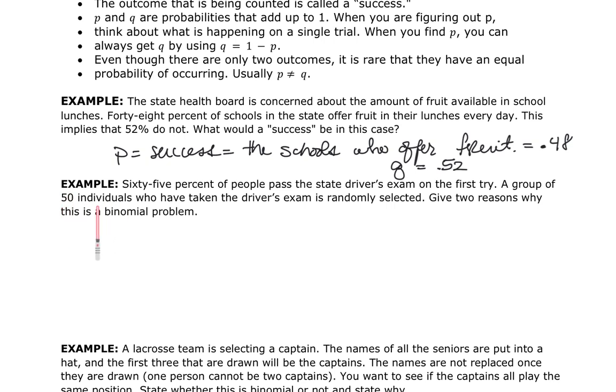50 individuals are selected. And the other thing is that one individual getting a license is not going to prevent the next individual from getting a license. And it's a pass or fail. You either get your license or you don't. So this is binomial because we have 50 individuals, and the first person getting a driver's license does not affect the next person getting a driver's license. So this is why that's a binomial.